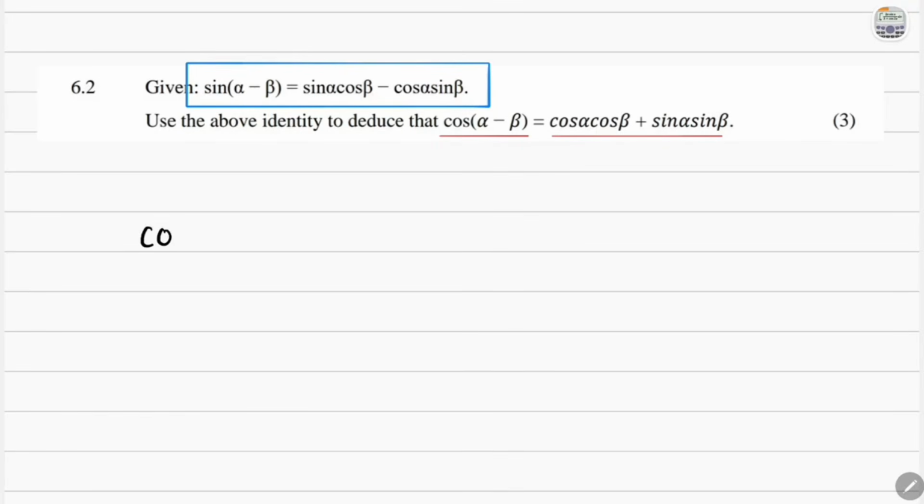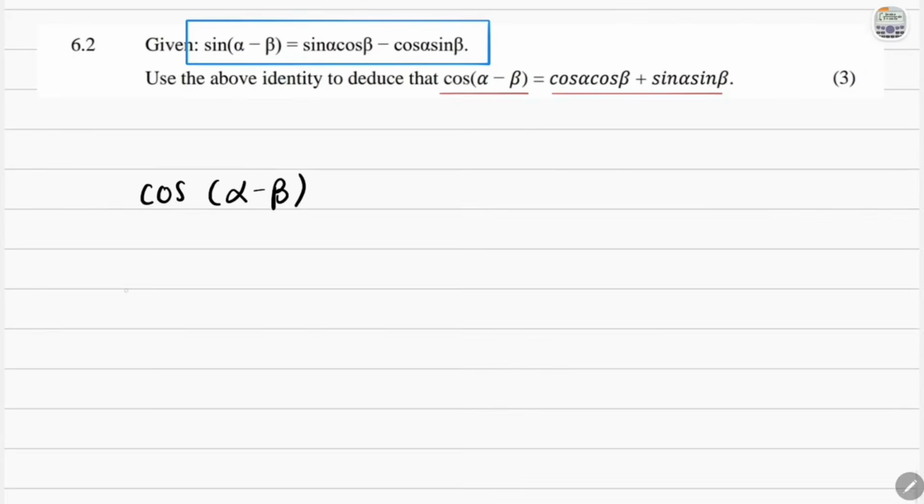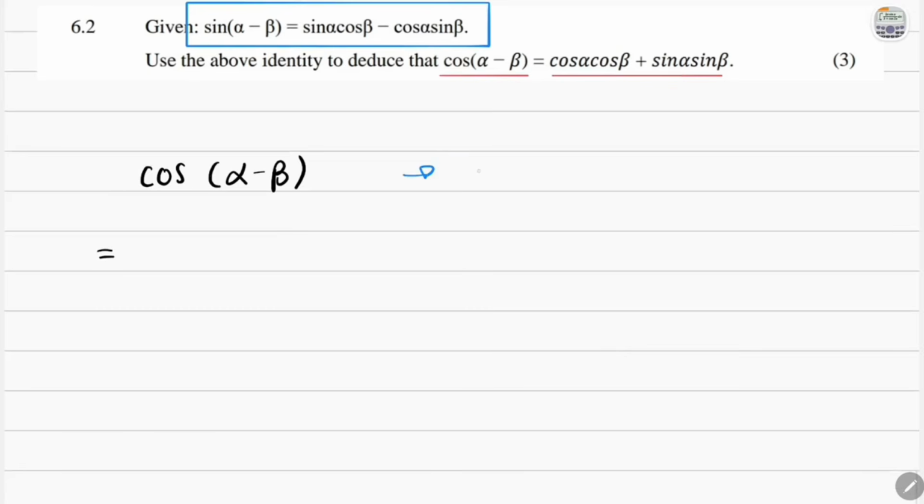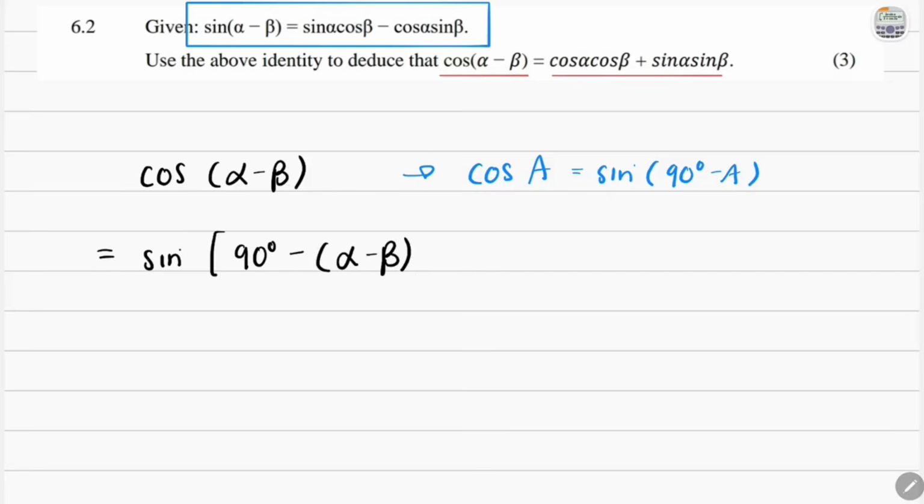So we're going to use cos alpha minus beta, but using this rule, we need to create an expansion for this. Well, the problem with this is, to use this rule, we need this to also say sine, not cos. So we're going to have to change that, and we can do that using cofunctions. So this is looking at this as if we have cos A, for example. If you want to change it to sine, you can change it to sine by saying sine 90 degrees minus A. So we're going to do the same here. We're going to say this is sine, and we have 90 degrees minus, and this is our A, the alpha minus beta.